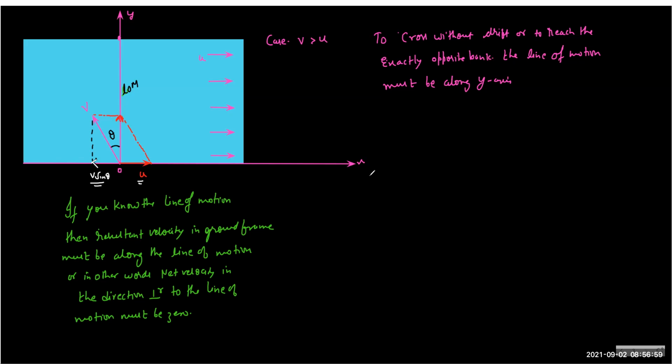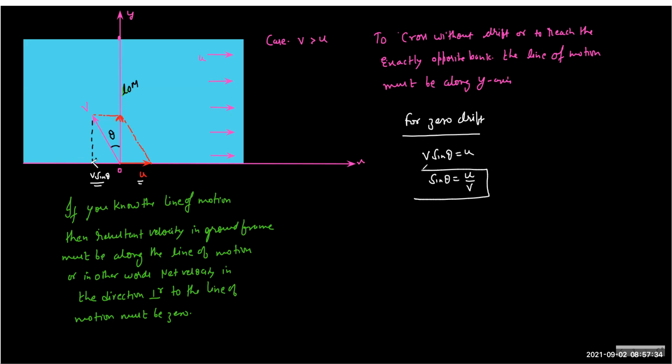So we can say that for zero drift, v sine theta must be equal to u. It's the same answer as we got earlier. But earlier the theta was from the x-axis. Now we are directly getting it from the y-axis, so the 90 degree is not appearing here. I have changed the theta from vertical instead of horizontal, so the cos has become sine.